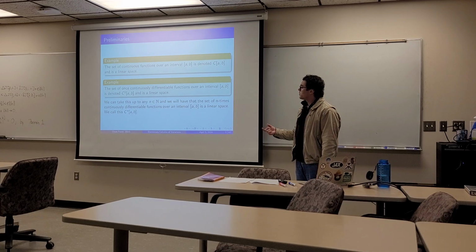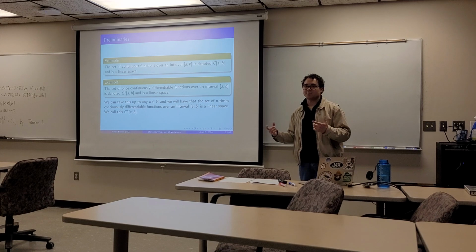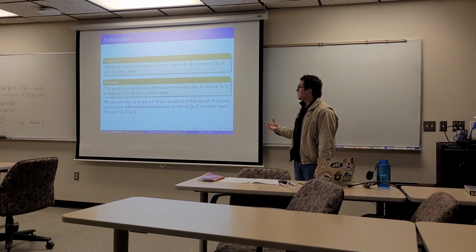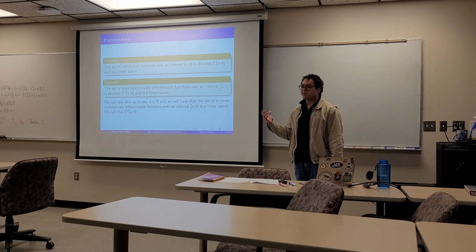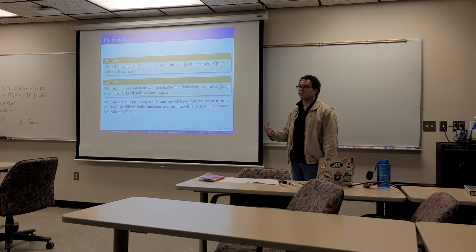We could then move up another level and say, well, what about the set of once continuously differentiable functions? Well, that also ends up being a vector space. And we denote these with C[a,b] and C^1[a,b]. And we can just take this up to any n and say that the space of n times continuously differentiable functions is C^n[a,b].